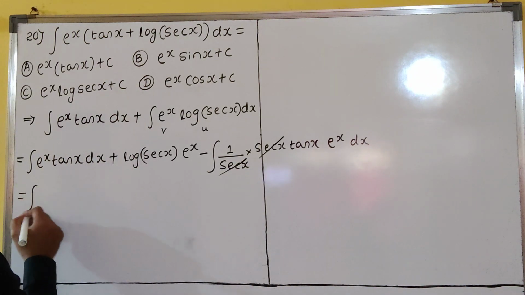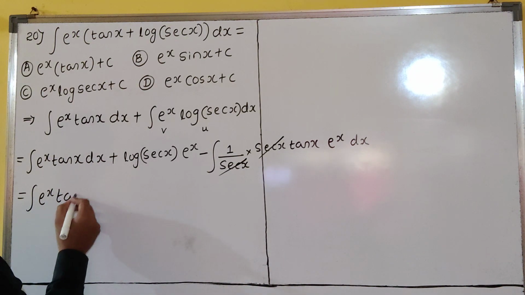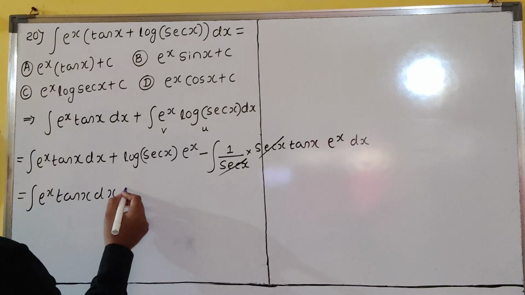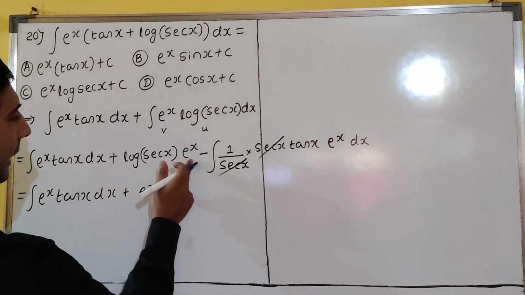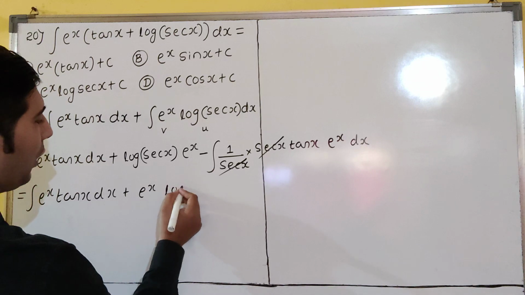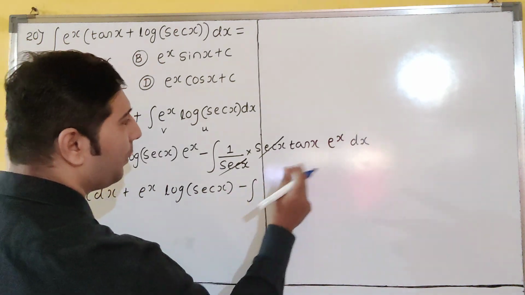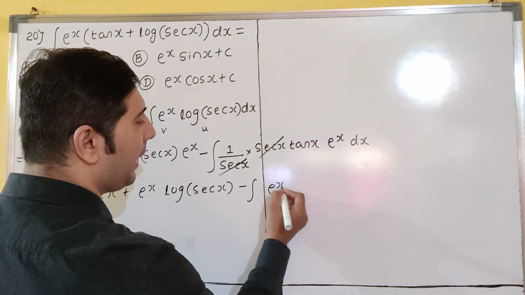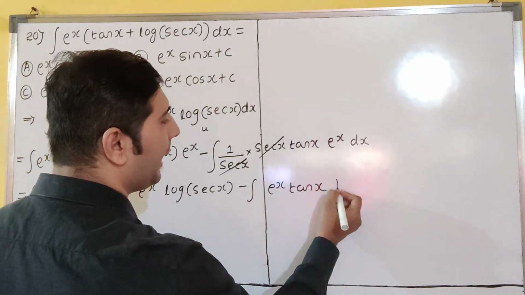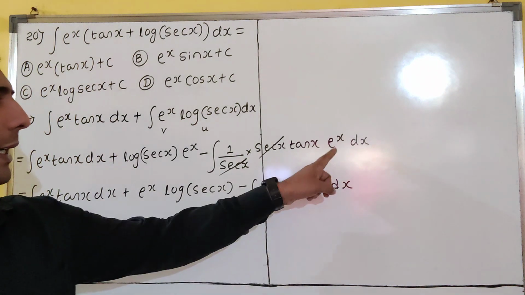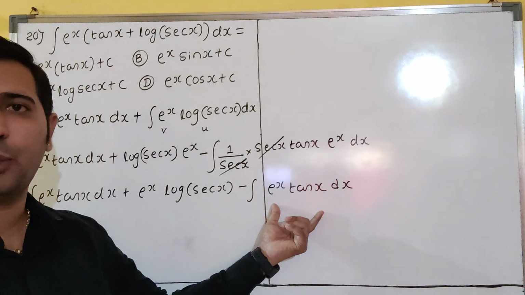So now integration of e raised to x into tan x dx plus e raised to x, e raised to x I will take from log of sec x, minus what you are remaining with, e raised to x into tan x dx. Clear? e raised to x into tan x into 1 is the same only, you know.